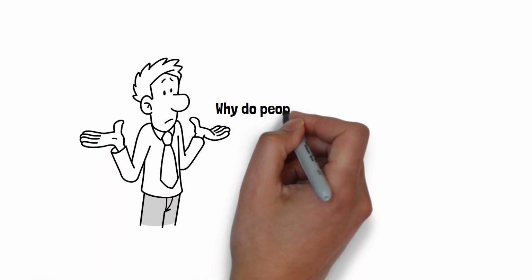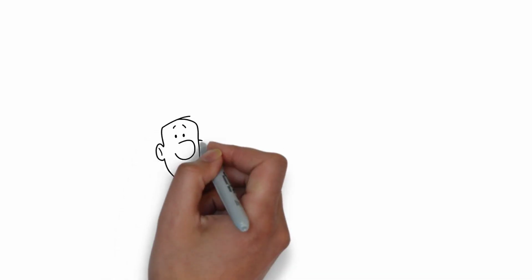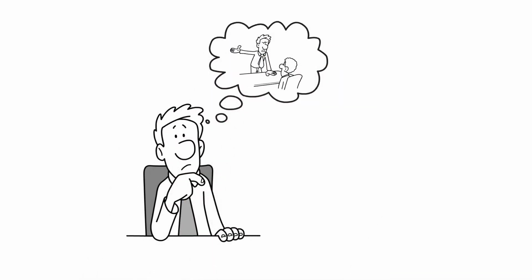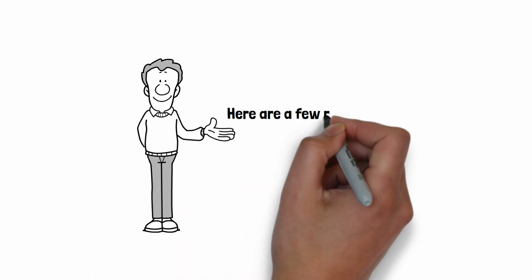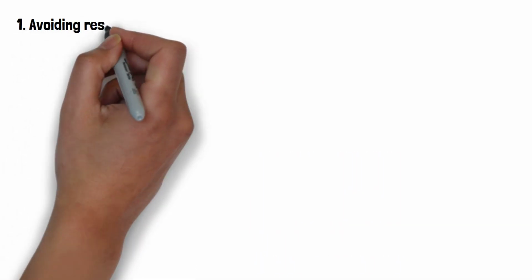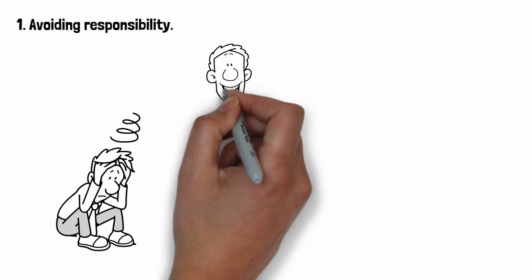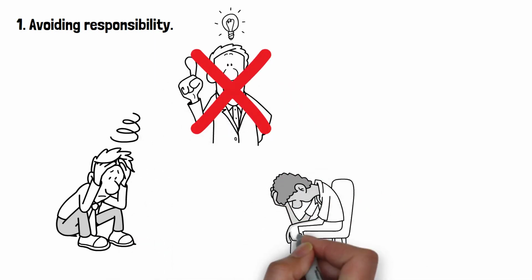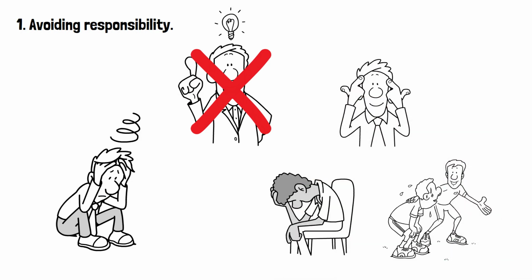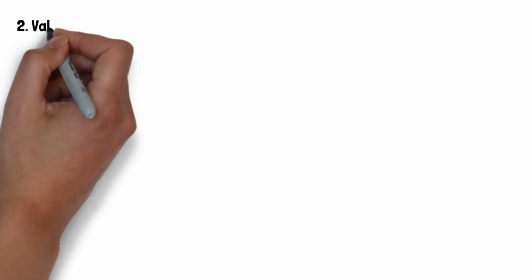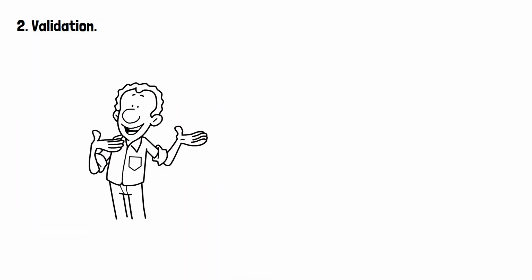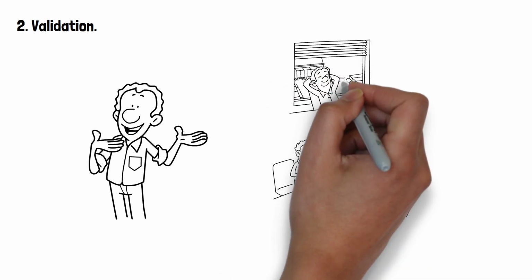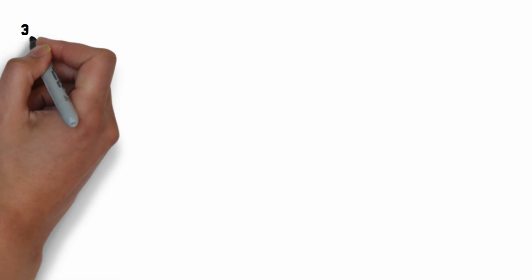Why do people play the victim? People often play the victim for various psychological reasons, usually rooted in past experiences and learned behavior. Here are a few reasons. Number 1, avoiding responsibility. Playing the victim can be a way to avoid solving the problem. Instead, they lean into helplessness, seeking sympathy and maintaining dependency. 2, validation. Let's face it, people tend to rally around someone who appears to be struggling, making the victim feel validated and important.